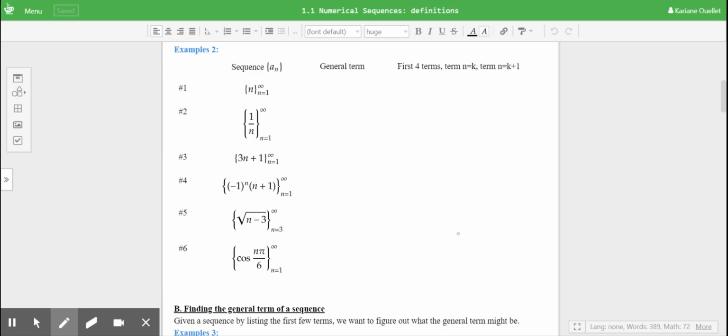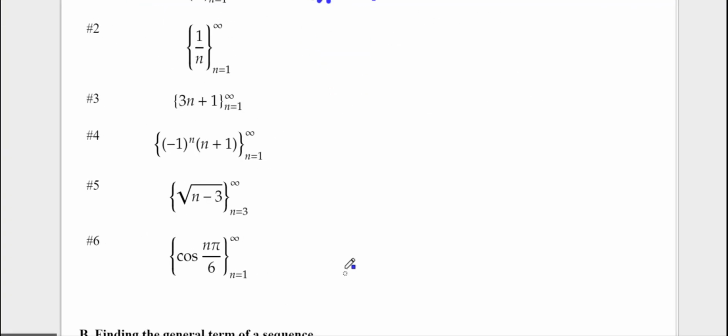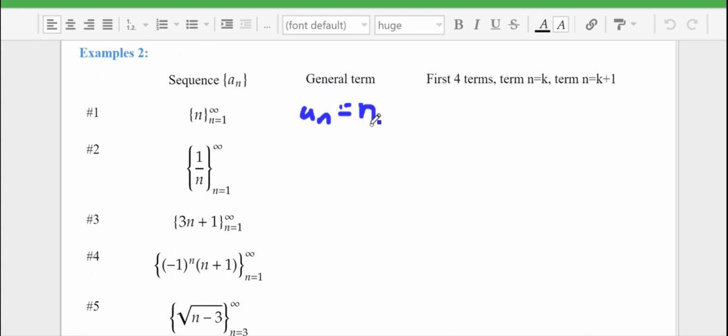There's one thing I kind of want to do today, and that's a general term. We talked about that last week. I told you the general term is the thing that ends up in your curly brackets. So in this case, you would have a_n equals n. And then after that, you would want to name the first four terms. So you would start at n equals 1 and then go forever. In this case, we're just going to stop at 4. So your first four terms would be 1, 2, 3, and 4.